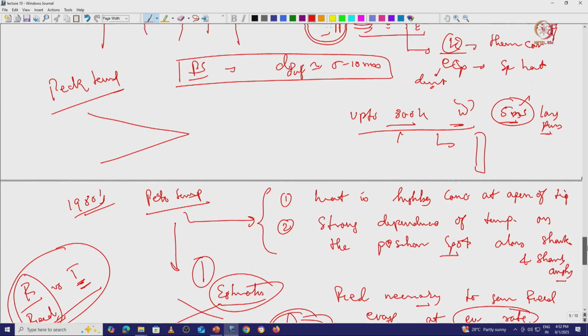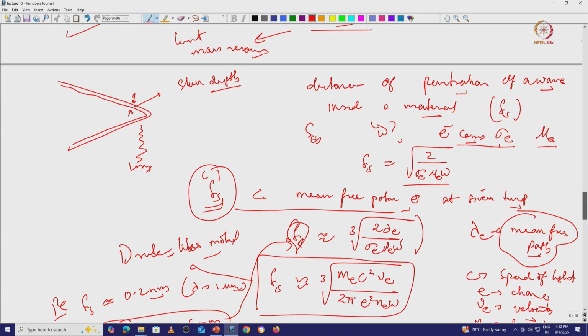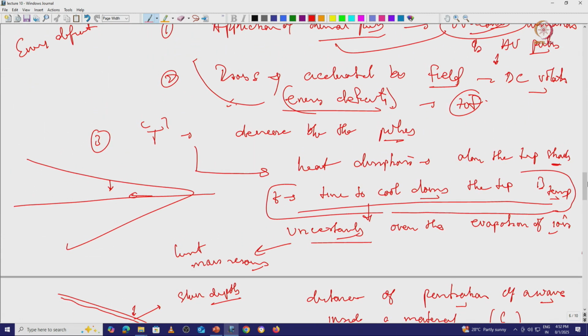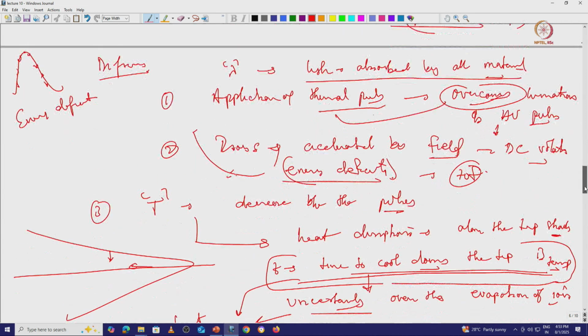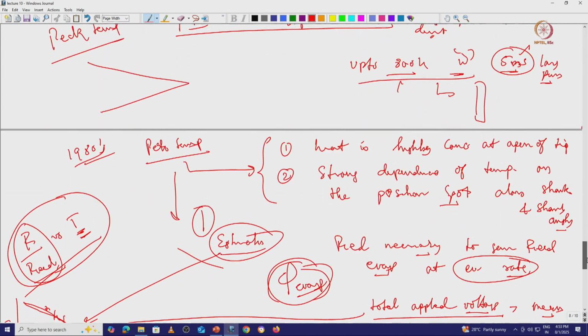Fine. So as I told you before, the difference between the HV pulsing and the laser pulsing is that in laser pulsing, the main governing factor is the time to cool down the tip temperature to the base temperature, which will directly affect the mass resolution. But in HV pulsing, the energy deficit is the factor which affects the mass resolution. Fine. So now the next part is the determination of cooling time.